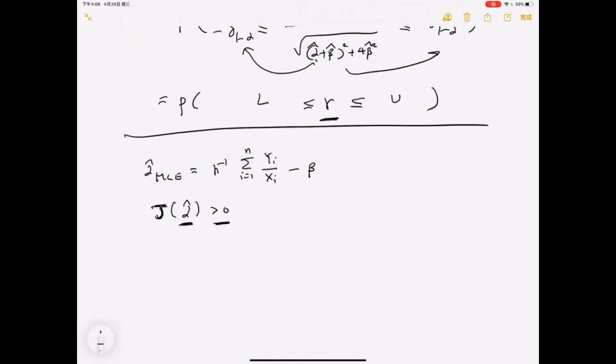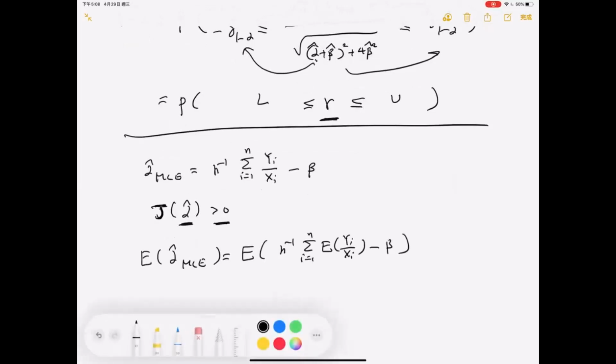Because you do from A, you do know what that is already. MLE is nothing but n minus 1 summation i from 1 to n of the expectation of yi divided by xi, then minus beta. And then from A, you do know the expectation of y divided by xi.